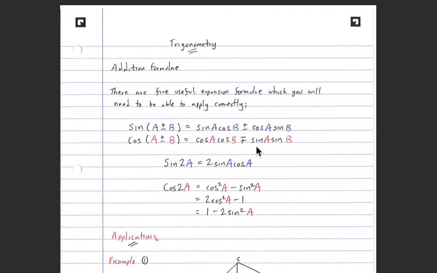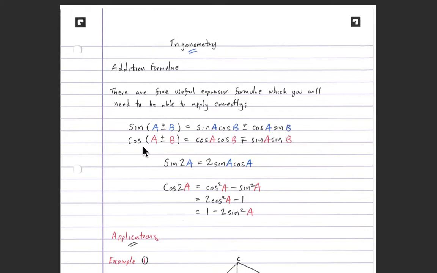The first 2 are very straightforward. It's how to expand sine of a sum, a plus b, or a difference, a minus b. And we find that sine of a plus b is just sine a cos b plus cos a sine b, and if it's minus, then we also just have the minus sign. So sine, cos, cos, sine.